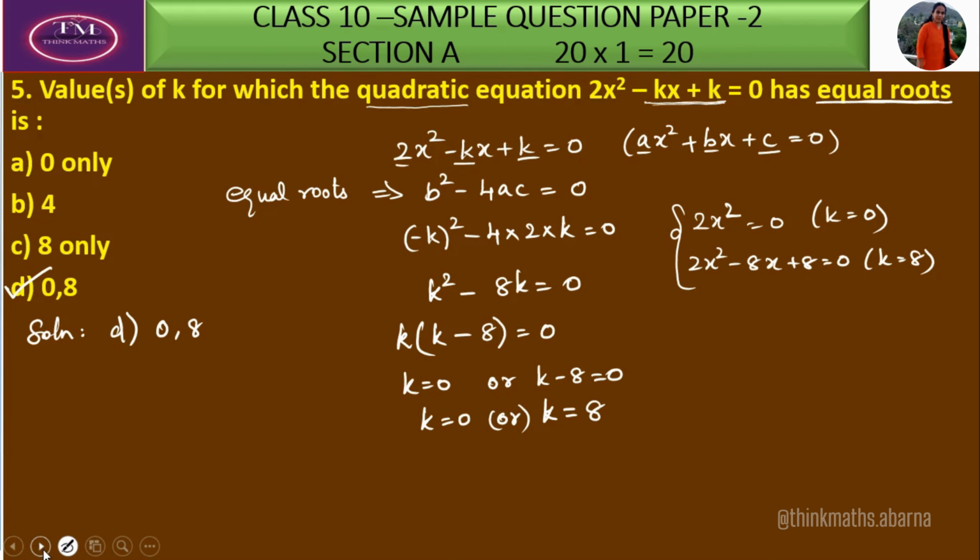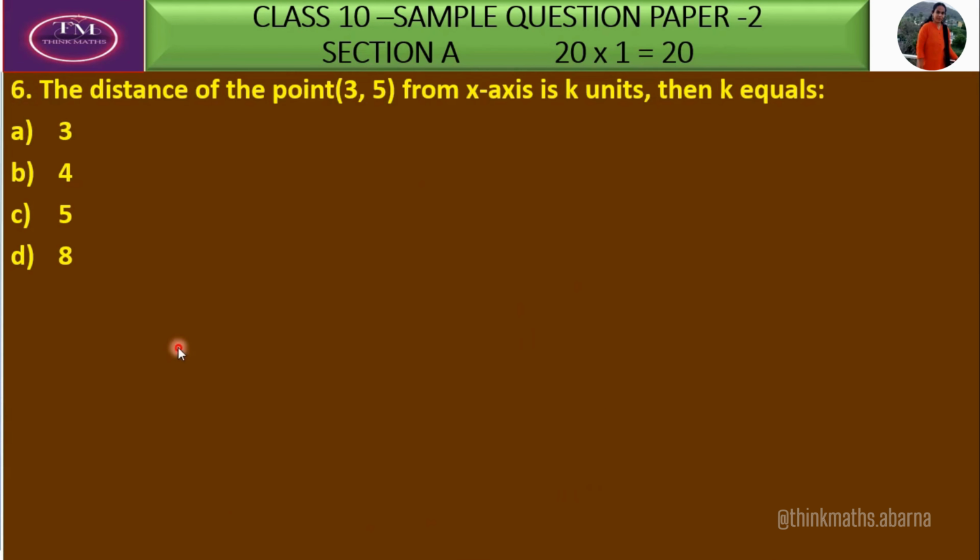So moving on to the sixth question. The distance of the point 3 comma 5 from x-axis is k units. Then k is equal to. So here this is the x-axis and y-axis. The point is 3 comma 5. So 1, 2, 3, and 5. 1, 2, 3, 4, 5. So the point 3 comma 5 will be in the first quadrant.